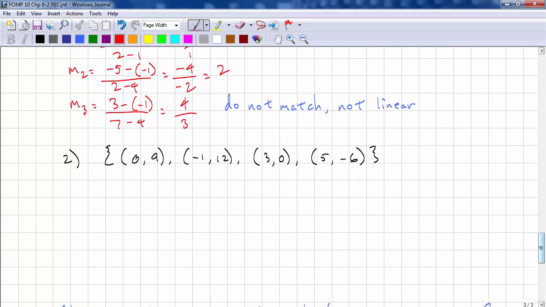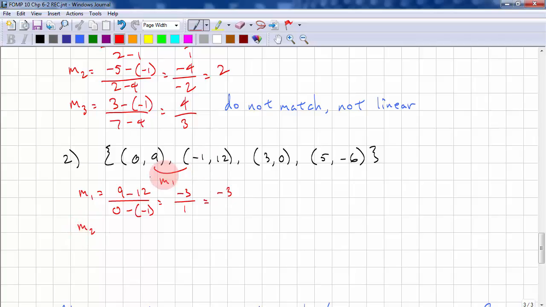Okay, let's look at one more example. We'll do this one as M1. We have 9 minus 12 over 0 minus negative 1. This is negative 3. This is 0 plus 1, so it's 1. So we have a slope of negative 3.